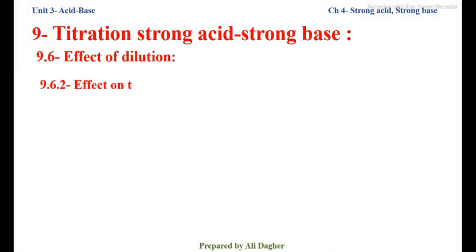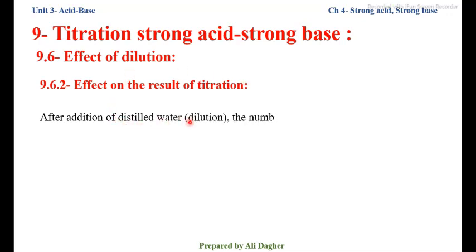The most important is the effect on the result of titration. Does the addition of distilled water to immerse the electrode of the pH meter change the result of titration? We will see. After the addition of distilled water, which is dilution, the number of moles of H3O plus ions remains the same. By dilution, the number of moles of solute remains the same.